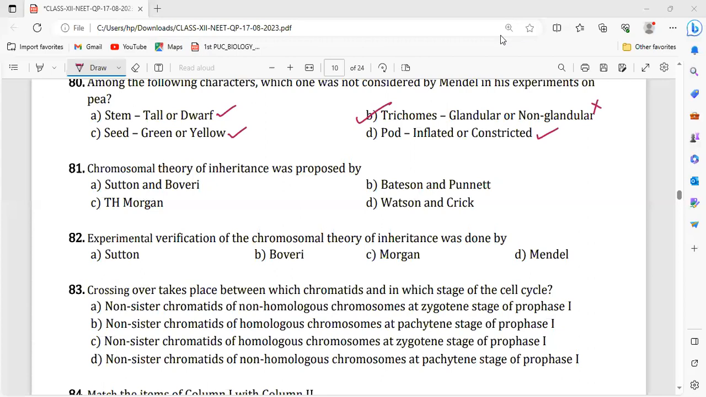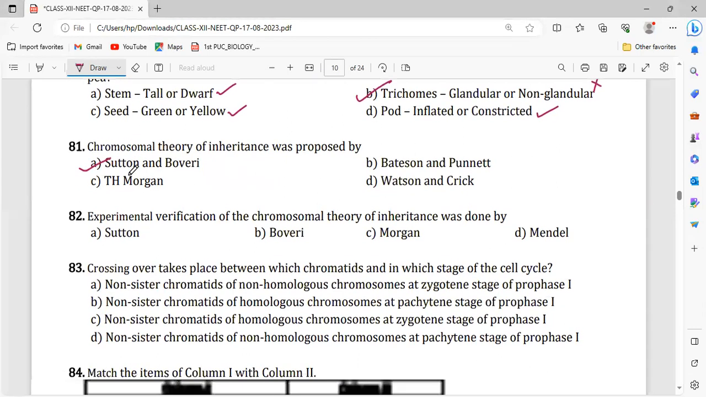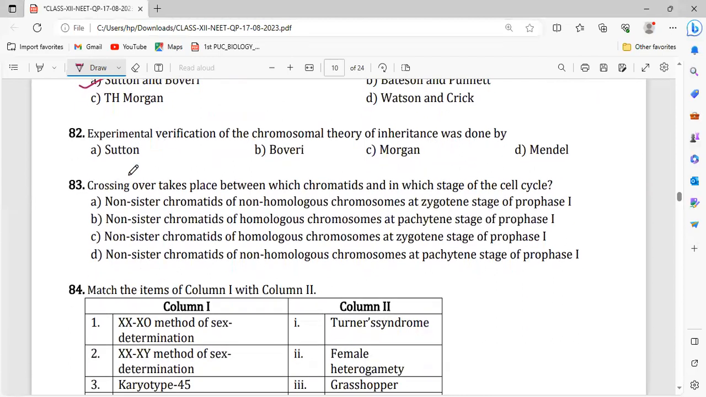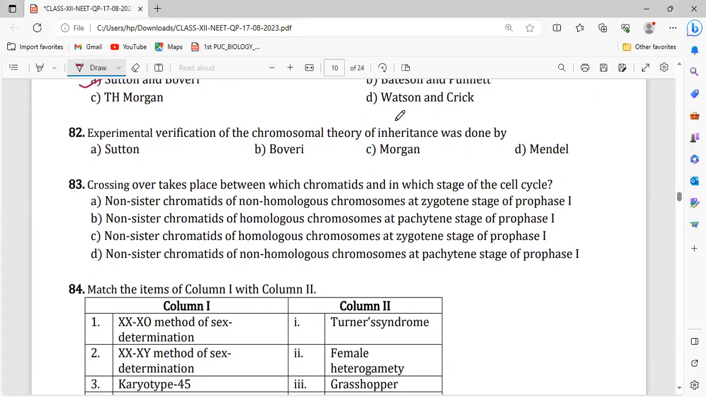Next question, 81. Chromosomal theory of inheritance was proposed by, direct question, it is Sutton and Boveri. Then experimental verification of chromosomal theory of inheritance, it is given by Morgan.